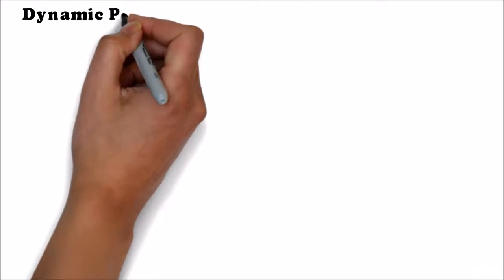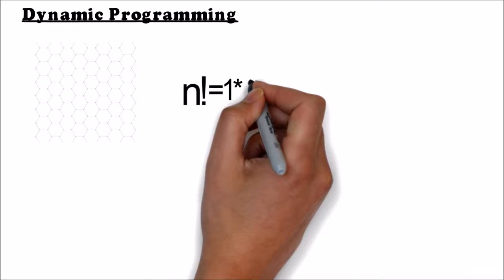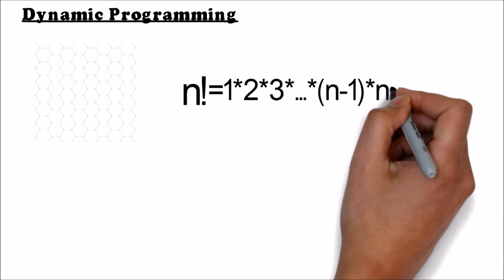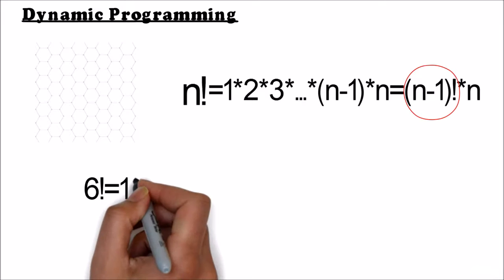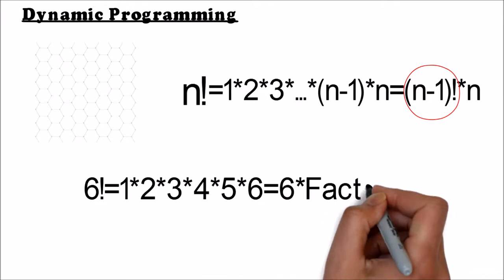But what about a dynamic programming approach? First, we need to find the pattern that will allow us to use these techniques between the sub-problems. To find the factorial up to n, you should calculate the factorial of n minus 1 and then multiply it by n. Factorial 6 is equal to 6 times factorial 5.